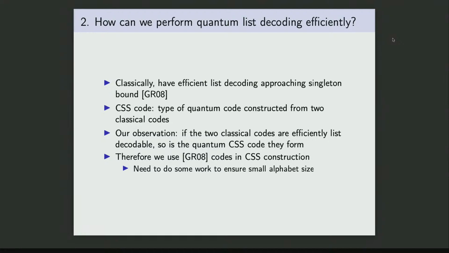It's a quantum code that literally just takes two classical codes satisfying a certain orthogonality relation and combines them into a quantum code. And what we observe is that if these two classical codes are efficiently list decodable, then so is the quantum CSS code that they form. So this suggests a very clear approach, which we basically take, which is to use these classical folded Reed-Solomon codes in a CSS construction. But as I'll describe later, we will need to do some additional work to make sure that we have a constant alphabet size.